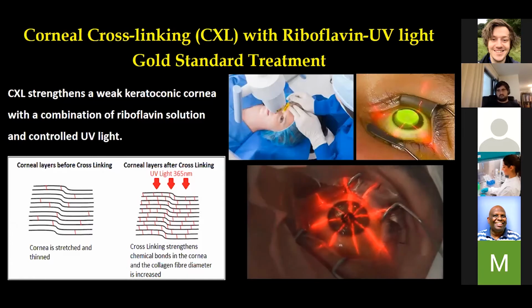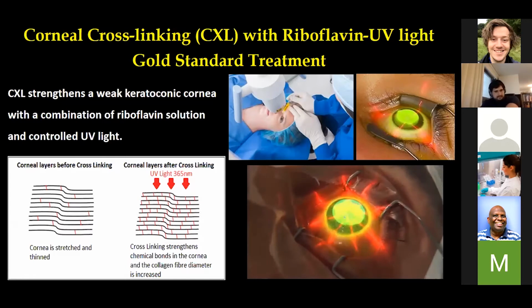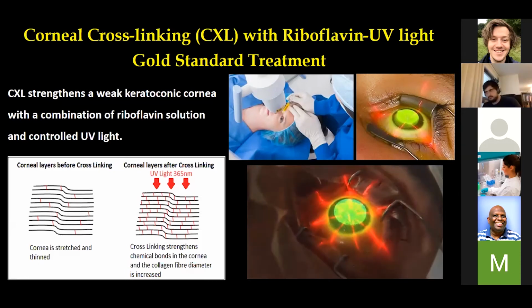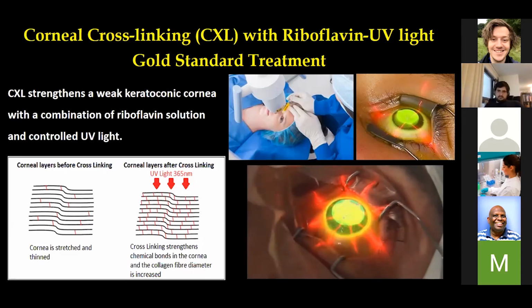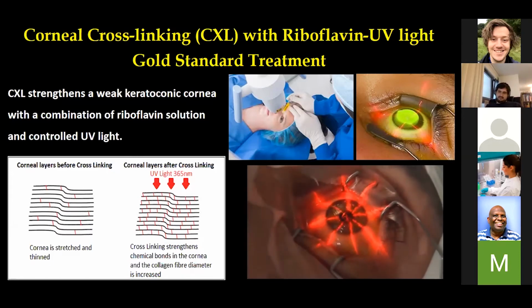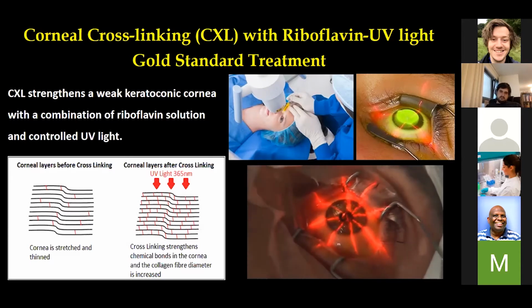So the current treatment for keratoconus is the corneal cross-linking procedure using riboflavin and UV light radiation. This is the only keratoconus treatment proven to slow or stop the progression of the disease. Basically, this treatment strengthens the cornea by cross-linking the collagen fibers through the application of riboflavin drops and exposure to UV light.